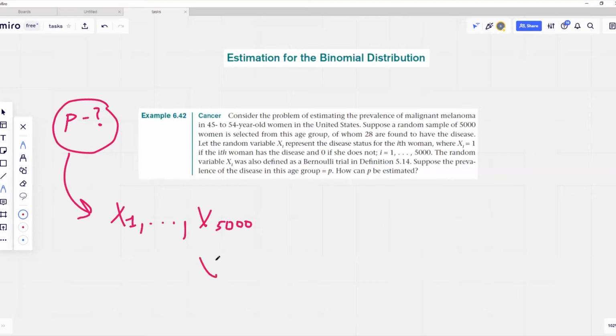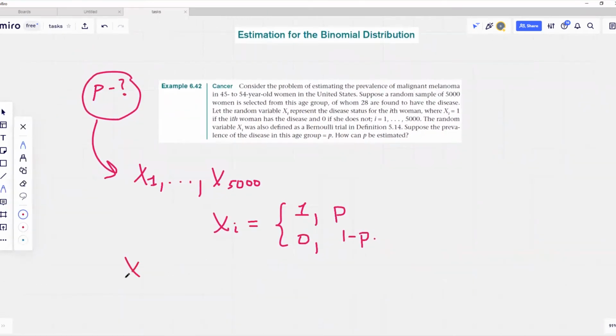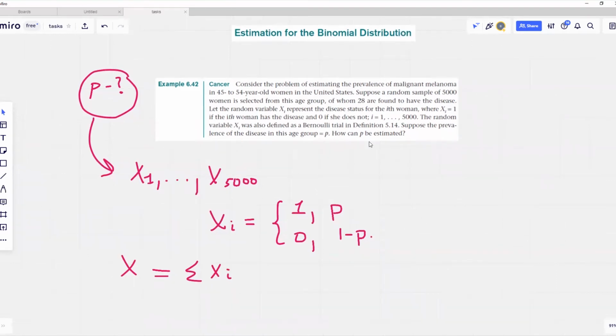A Bernoulli random variable, if you recall, Xi in our case, is equal to 1 with probability p, and is equal to 0 with probability 1 minus p. Then if we sum up all these Xi's, we'll get a binomial random variable. So X here is a binomial random variable with parameter n equal to 5,000 and unknown parameter p. Okay, now the question is, how can p be estimated?